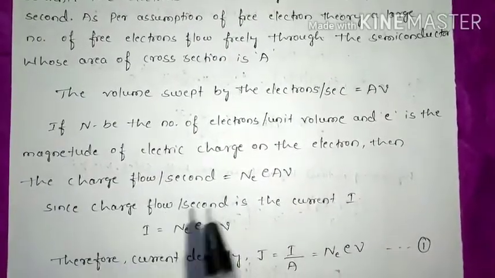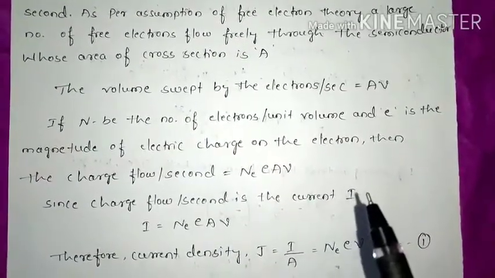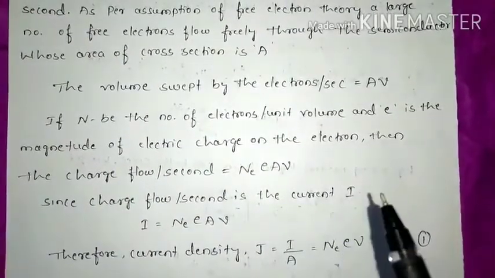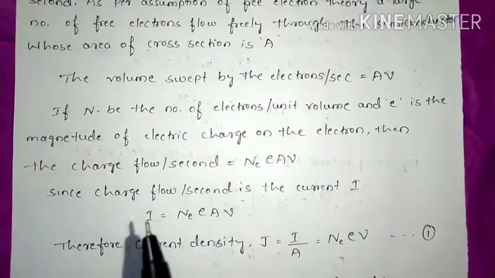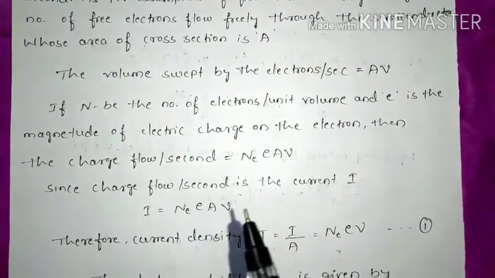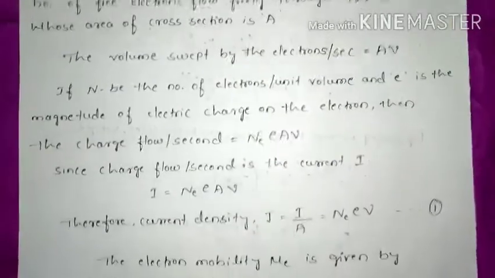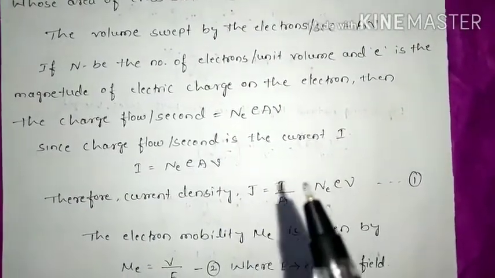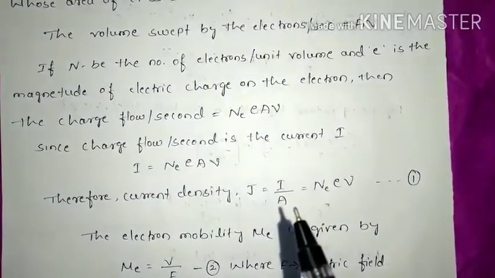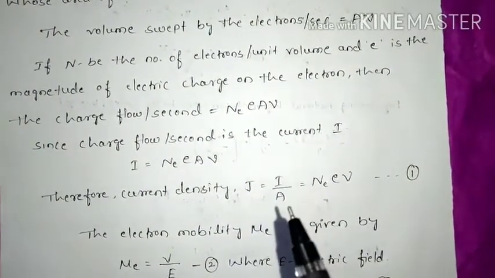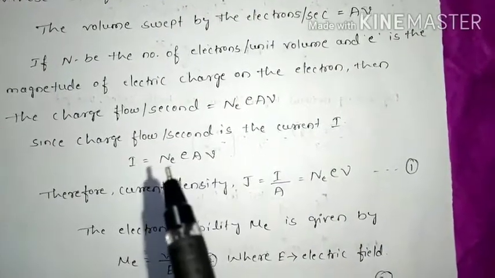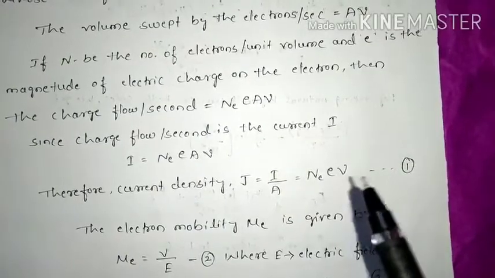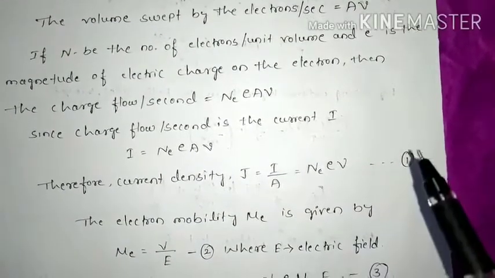Since the charge flow per second is the current, the rate of flow of charge is nothing but the current. Therefore we can write current I equals n e A v. Now the current density J is the current per unit area, J equals I divided by A. Dividing I by A, we get J equals n e v. That is our equation number 1.